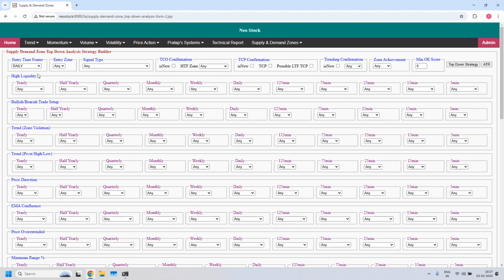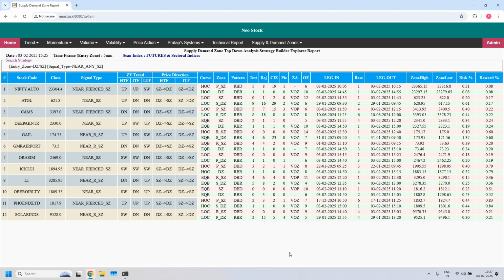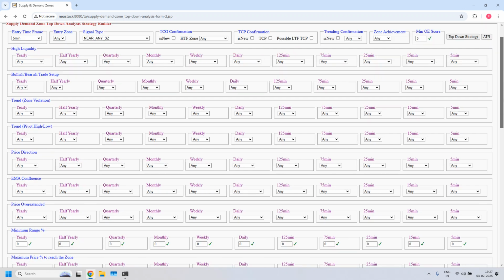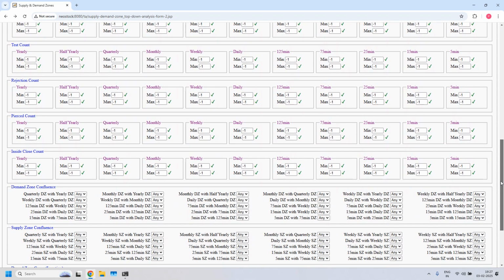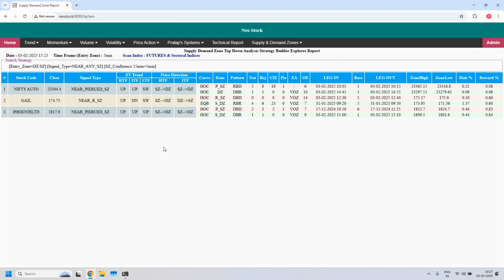Okay, next for 5 minutes time frame, stocks near 5 minutes supply zone. We got 12 stocks. Out of these 12, how many are having ITF supply zone confluence? Let us verify. That is 5 minute supply zone with 15 minute supply zone confluence. I'm enabling the filter. We got 3 stocks. Out of 3, 2 are already pierced zones.